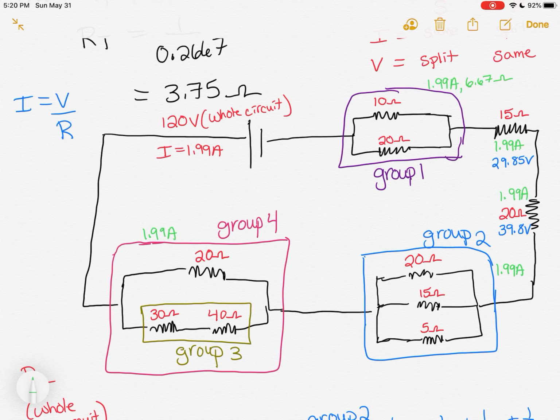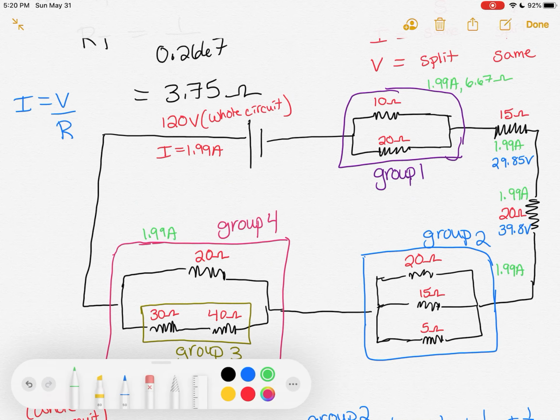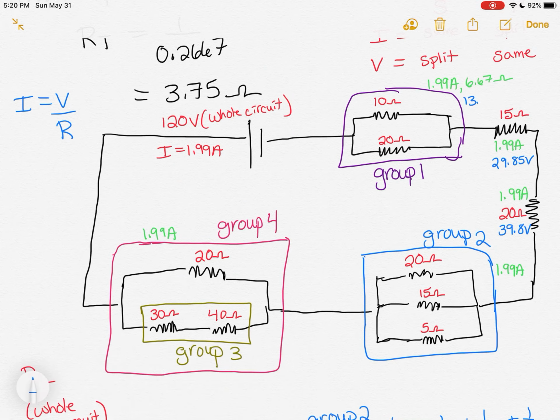With that, we can find our voltage because voltage is current times resistance. So 6.67 times our 1.99 gives us a voltage here of, I'm going to write voltage in blue, 13.3 volts. Okay, going through that whole section. And we know that voltage through a parallel section is the same. So that means each resistor has 13.3 volts.